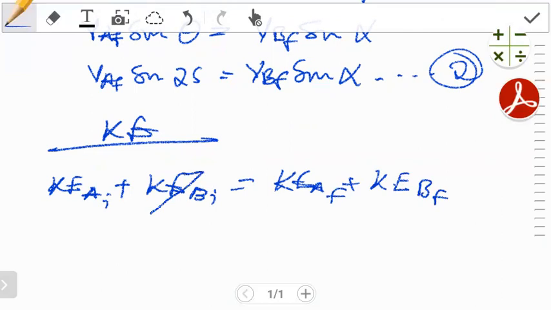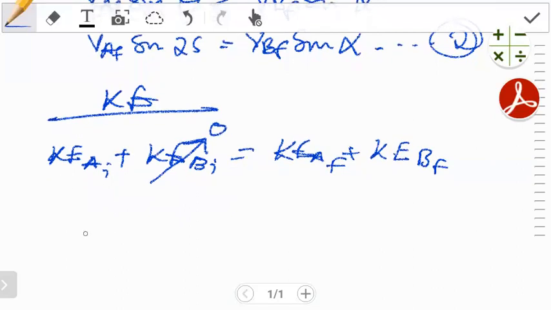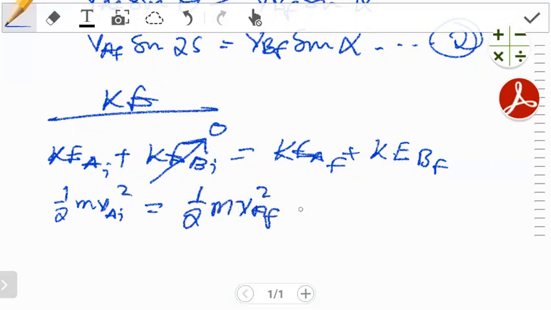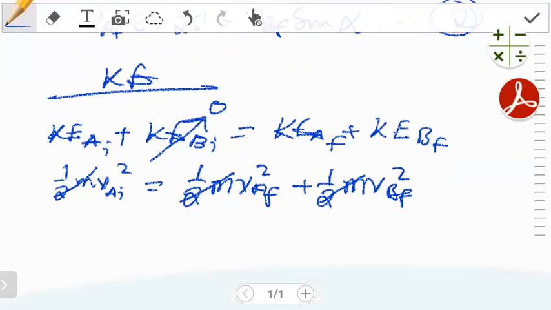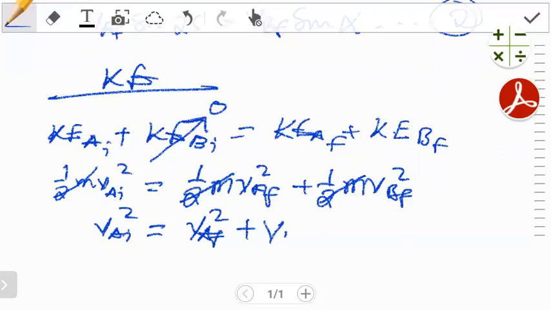But B was initially at rest, implying that its kinetic energy was 0 before collision. So we move on to what remains. This becomes half m VA initial squared equals half m VA final squared plus half m VB final squared. The masses and the halves are common, so they cancel. What remains is VAI squared equals VA final squared plus VB final squared. So this becomes our third equation.